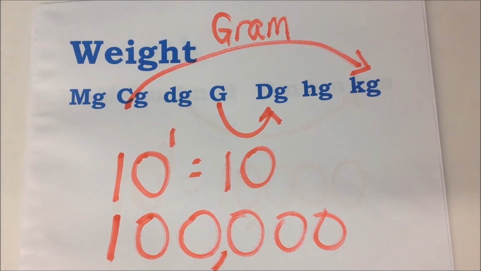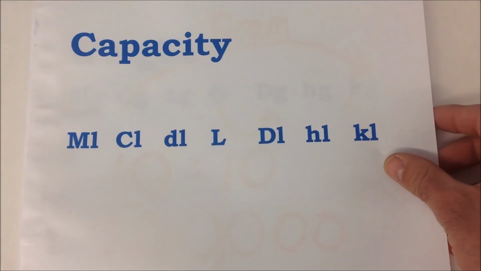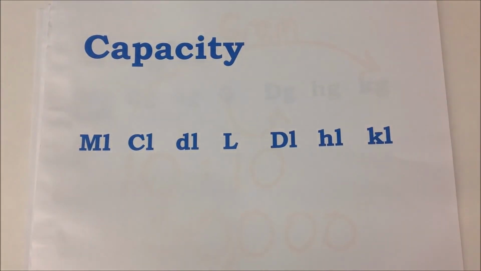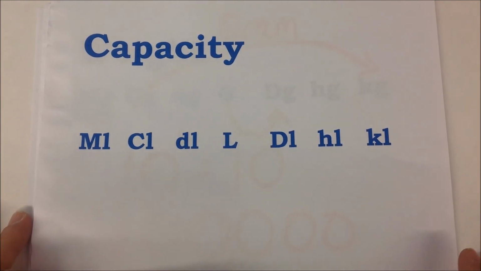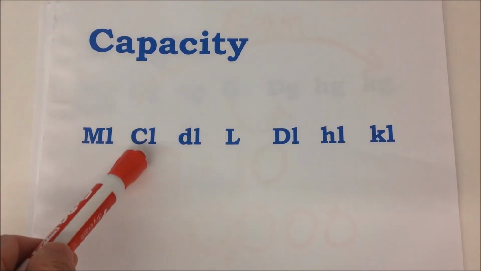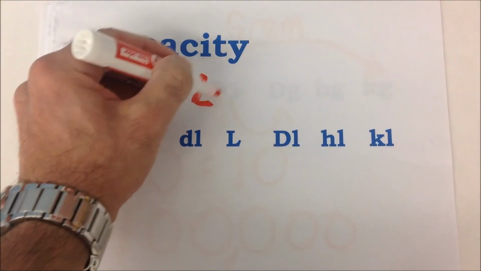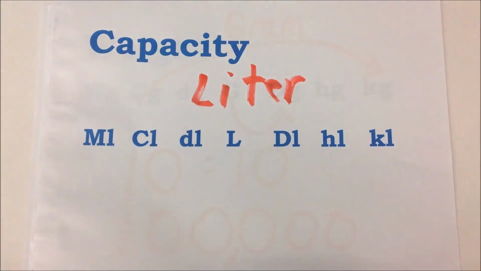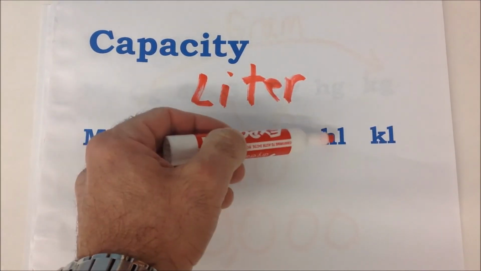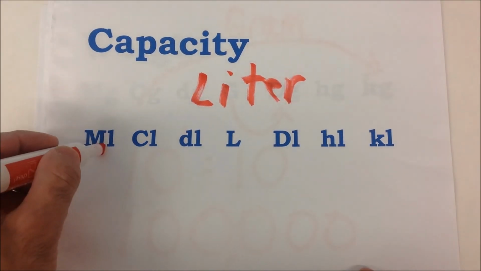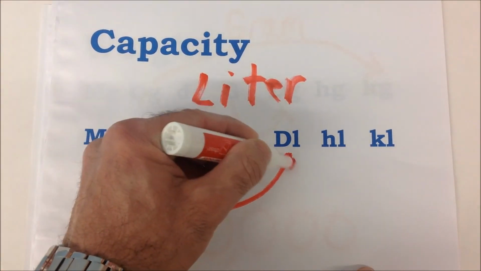Now, the last measurement we'll use is capacity. That's when we want to fill cups or pools. We want to fill our swimming pool. What's the capacity? And we use liters, and you're pretty much familiar with liters. We have milliliter, centiliter, deciliter, liter. That's our base unit now, liter. Decaliter, hectoliter, and kiloliter.